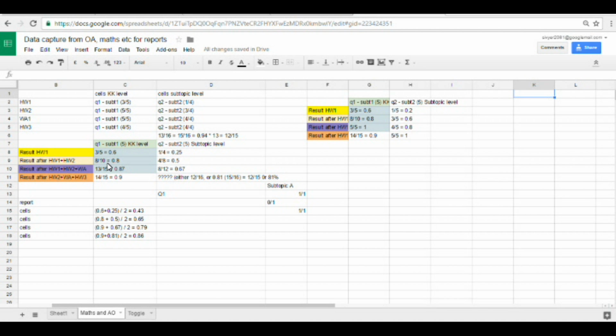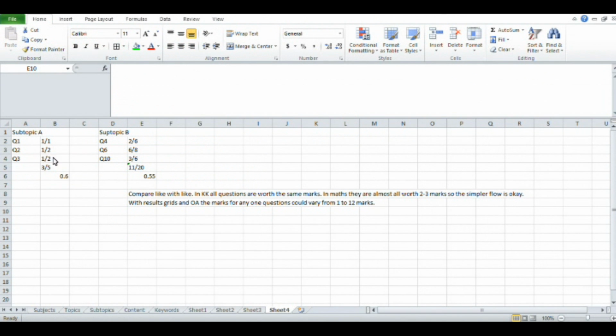Let me explain. If we have a look at this example here, we've got subtopic A, maybe cells, and subtopic B, let's say specialised cells. If we were to use the last three questions, for subtopic A they might have only been very small questions, only out of a few marks. The first was out of 1 mark, question 2 was out of 2 marks, and question 3 was out of 2 marks. That gives the student a score of 3 out of 5, or 60%.